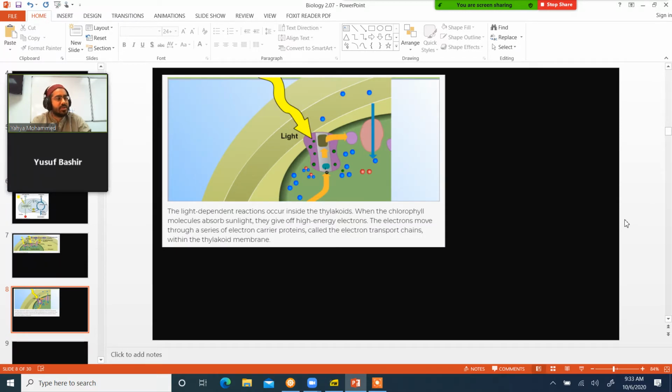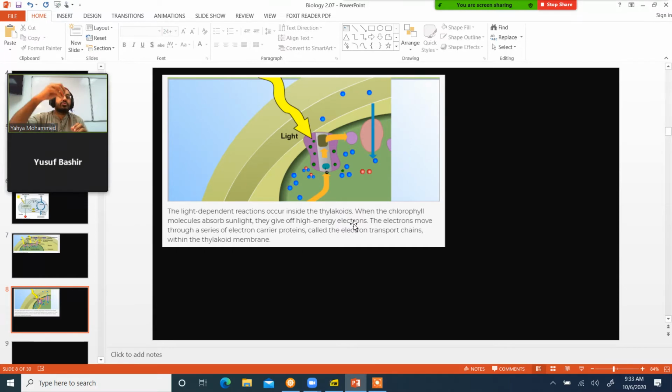What's happening? First, in photosystem one, light comes in and hits this protein right over here. When the chlorophyll molecules absorb sunlight, they give off high energy electrons, right? So the light comes in, and that energy charges up and causes the electrons to be given off by some molecules, and they're going to go to some other molecules, right?